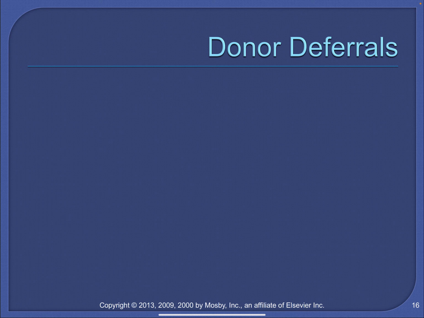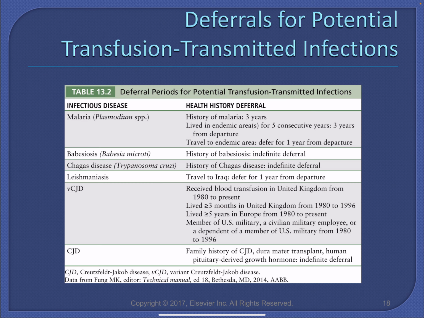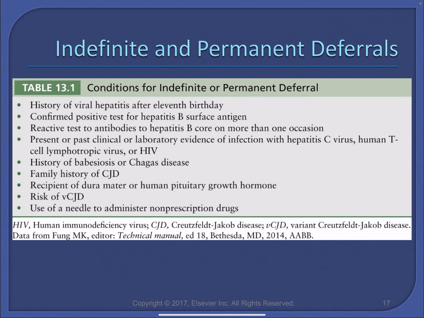So let's talk about some of the things that would lead to temporary deferrals, or indefinite deferrals, or permanent deferrals. So let's start with deferrals that are indefinite or permanent. Certain conditions will deem the patient to be deferred, so they will basically not be allowed to donate blood.